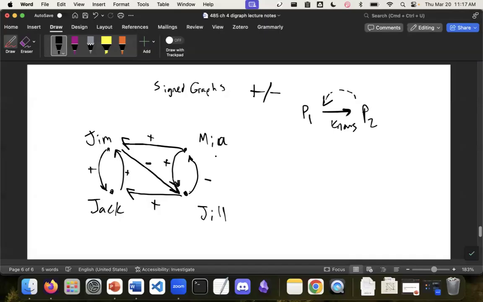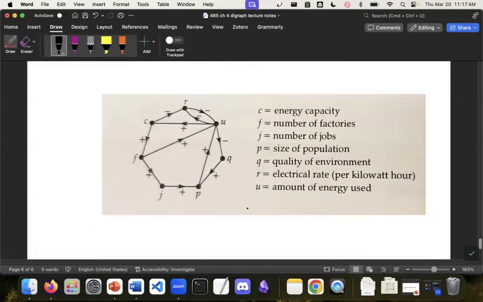And there's a graph over here in the book that says something about energy and different impacts it can have on society, like the capacity for energy, the number of factories, the number of jobs, how big the population is, and so on. So we can use these digraphs to convey information, and positive or negative to denote, maybe, that an increase in the amount of energy used means that the quality of the environment goes down, which kind of makes sense.